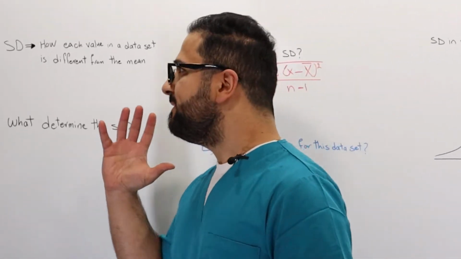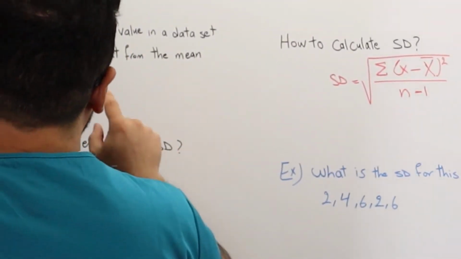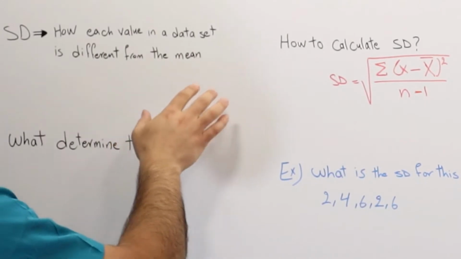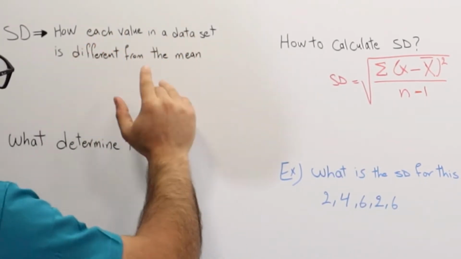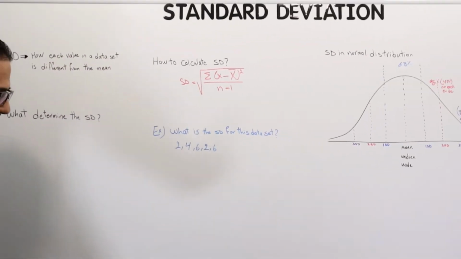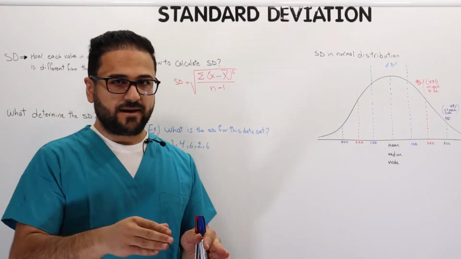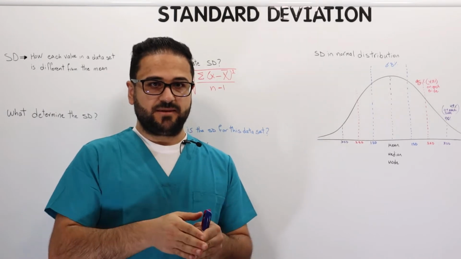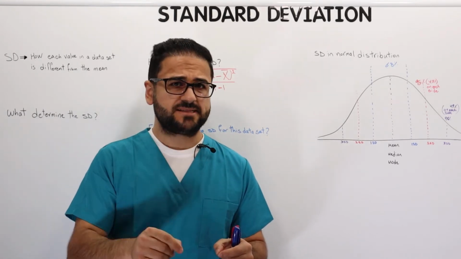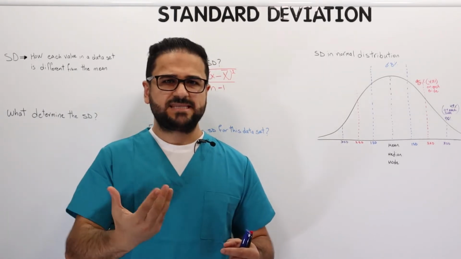Today's lecture is about standard deviation. So, standard deviation is simply how each value in a data set is different from the mean. What that means is basically how spread the data set is from the mean. And why is that important?